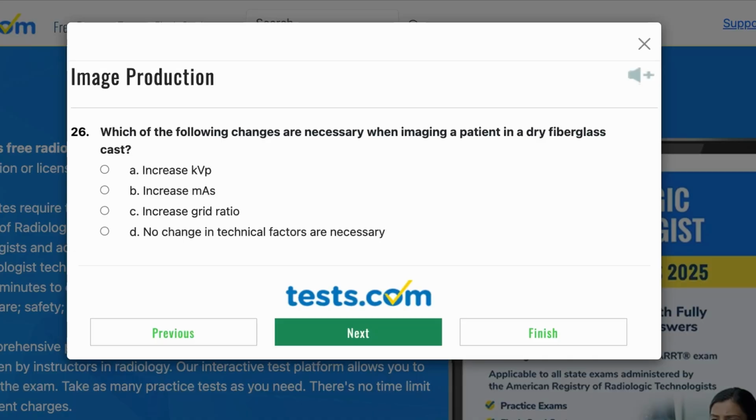Question 26. Which of the following changes are necessary when imaging a patient in a dry fiberglass cast? A. Increase KVP, B. Increase MAS, C. Increase grid ratio, D. No change in technical factors are necessary.